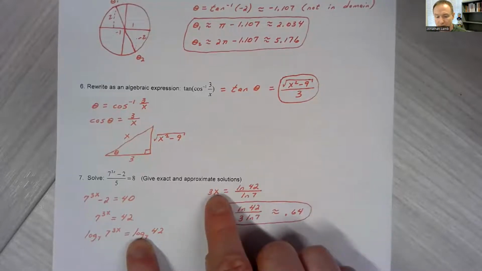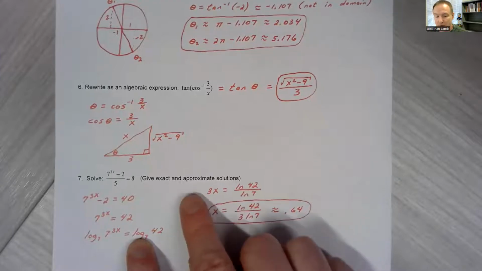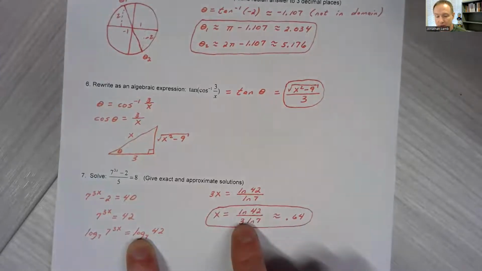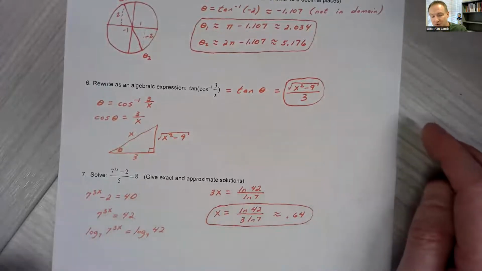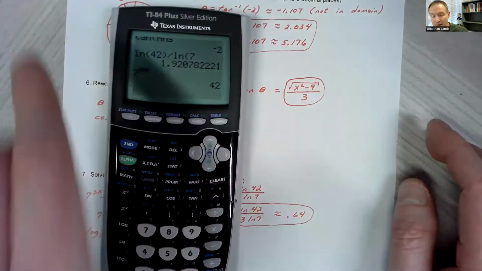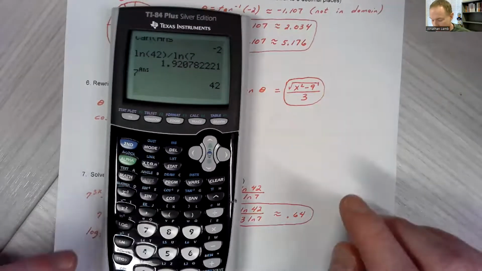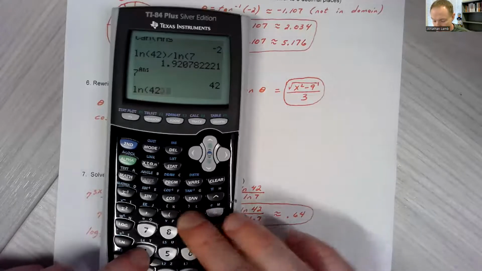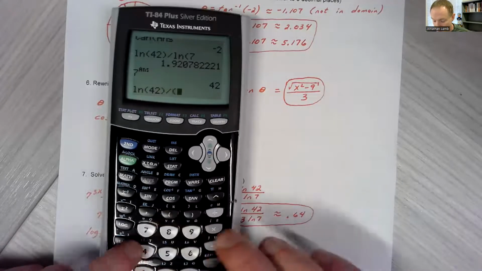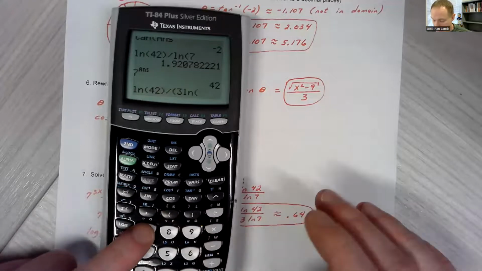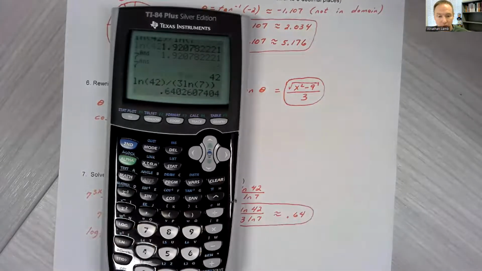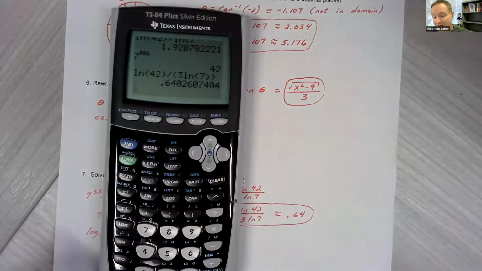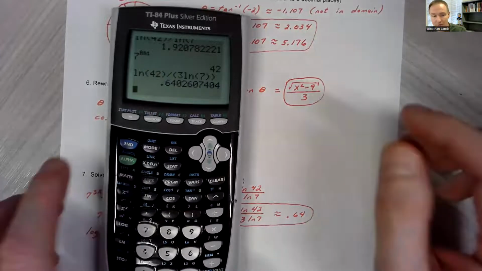When I solve for x, I would just divide by 3 or put a factor of 3 in the denominator over here. This is my exact form, the natural log of 42 divided by 3 natural log of 7. And when I go to my calculator, I'll say the natural log of 42 divided by the group 3 natural log of 7, and close out my denominator. This should do it. And I get that. To 3 decimal places, it'd be 0.640, which you can just put as 0.64.